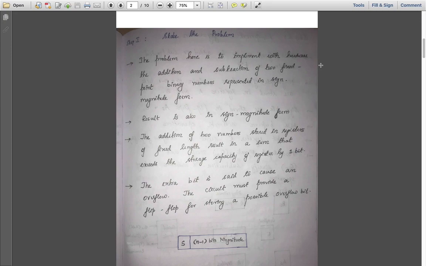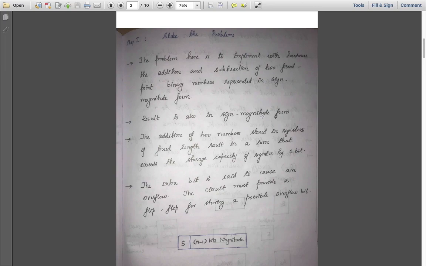What is the problem exactly here? We are going to design a control logic circuit that can perform signed number addition and subtraction. That is, it should perform addition of 2 numbers or subtraction of 2 numbers, but these numbers will definitely have some sign. That is the problem. And also the result which we obtain will also have a sign magnitude.